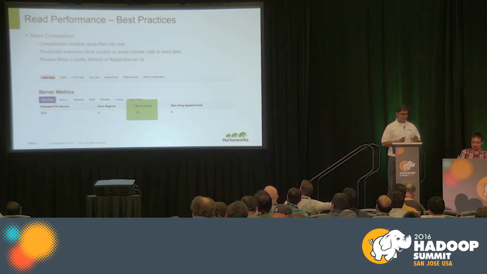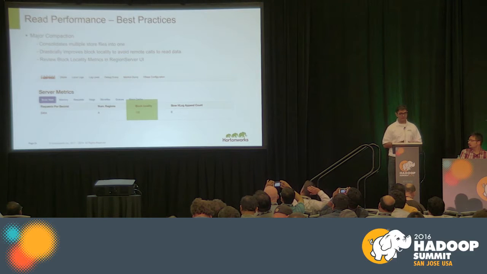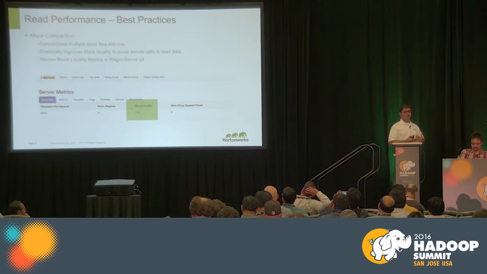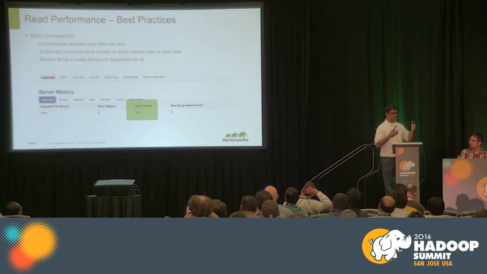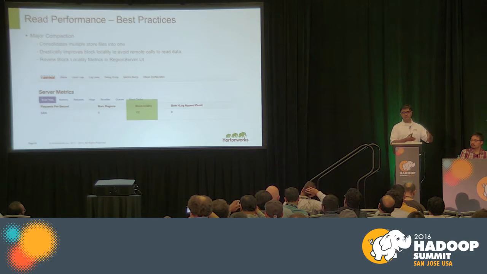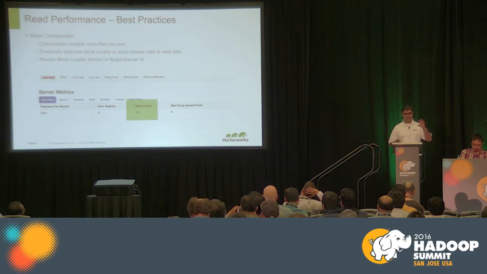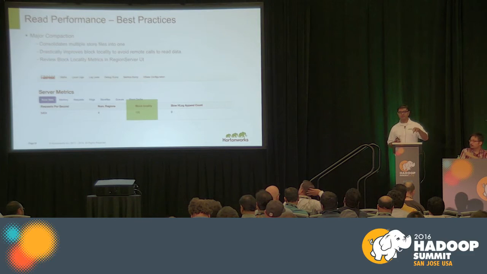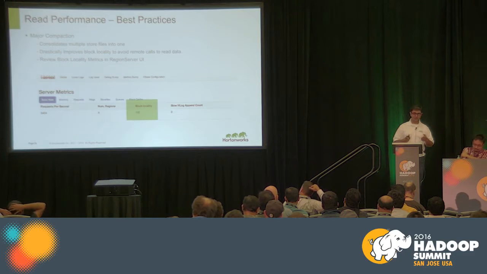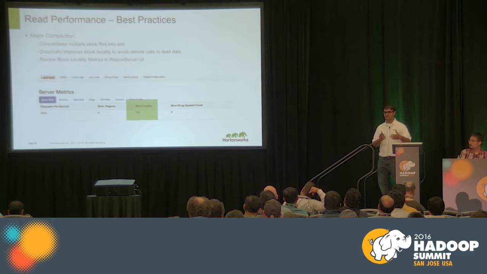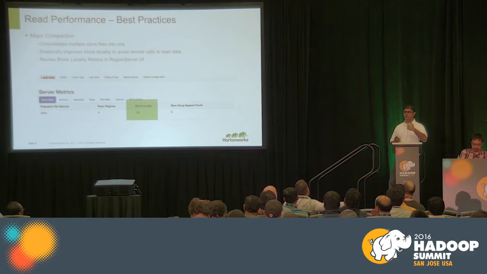Just to deep dive into it, let me show you how you can identify what really needs to happen. Do you need to major compact a table or not? That is mostly identified through the UI. Once you go into the HBase region server UI, there is a key metric which shows block locality. The goal is to get it as close as possible to 100%. If you're seeing single-digit block locality, it means the region server is going through remote calls.